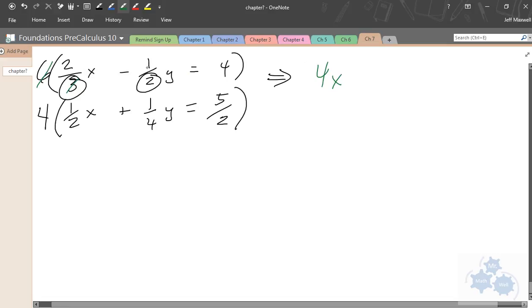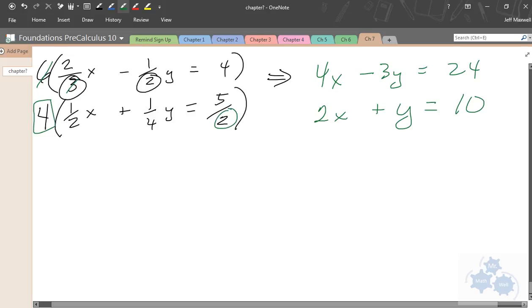What is 6 times 1 half? Minus 3y. What's 6 times 4? 24. No fractions. Okay, what about this one? 4 times 1 over 2. 2x plus y equals, look at this, 4 divided by 2 is 2 times 5 is 10.